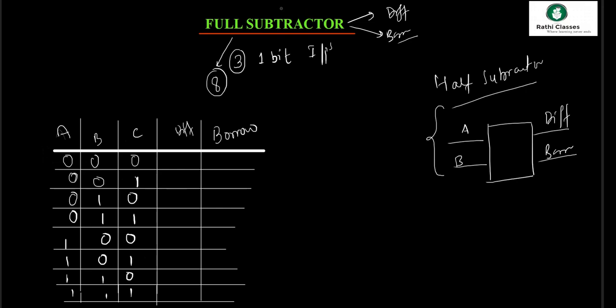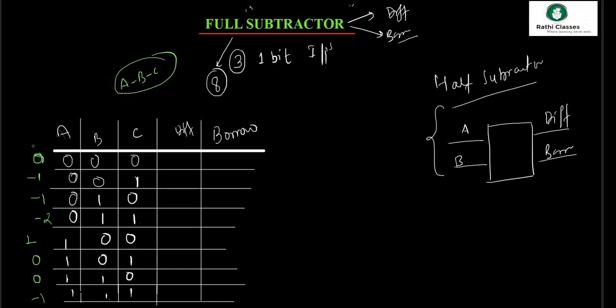So now this is subtractor. Subtractor means I need to subtract. So if I subtract, 0 minus 0 minus 0 is nothing but 0. 0 minus 0 minus 1 is minus 1. 0 minus 1 minus 0 is again minus 1. 0 minus 1 minus 1 is minus 2. 1 minus 0 minus 0 is 1. 1 minus 0 minus 1 is 0. 1 minus 1 minus 0 is 0. 1 minus 1 minus 1 is minus 1. Basically I am doing A minus B minus C.